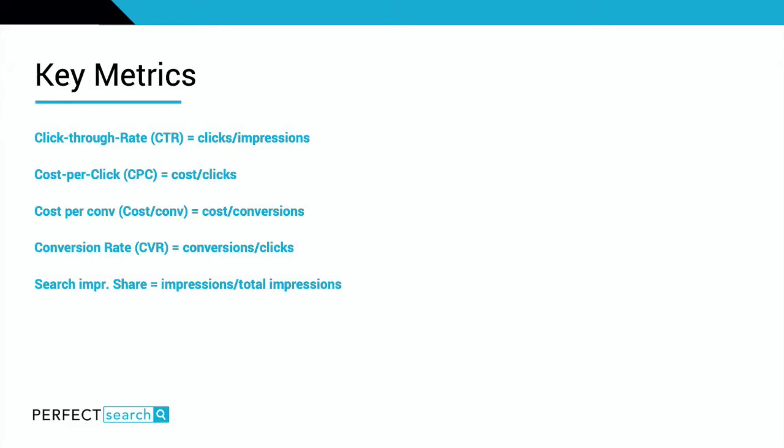Search impression share is impressions for your ad divided by the total impressions available. This is a common metric in Google. And again, you want to know how many times your ads are showing compared to how much they could possibly be showing, which is by the number of searches. So say you sell toothbrushes and your search impression share is 50%. That means 50% of the people who search for toothbrushes are seeing your ad. The other 50% are not.